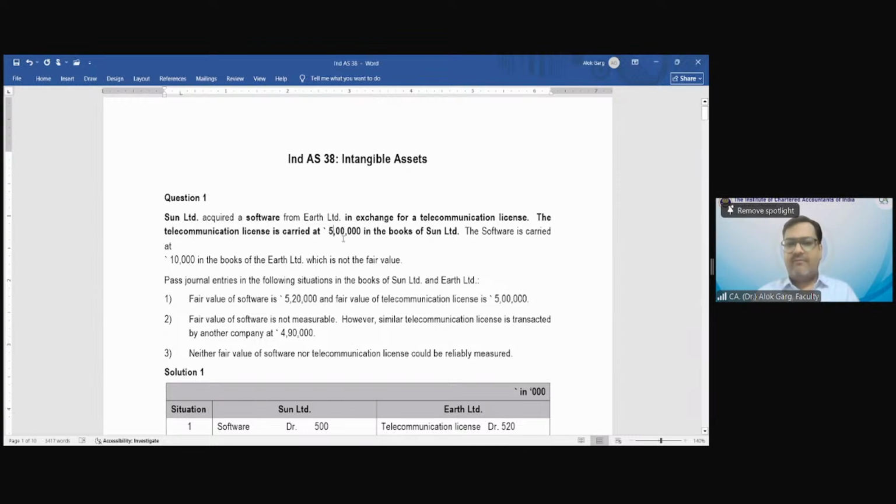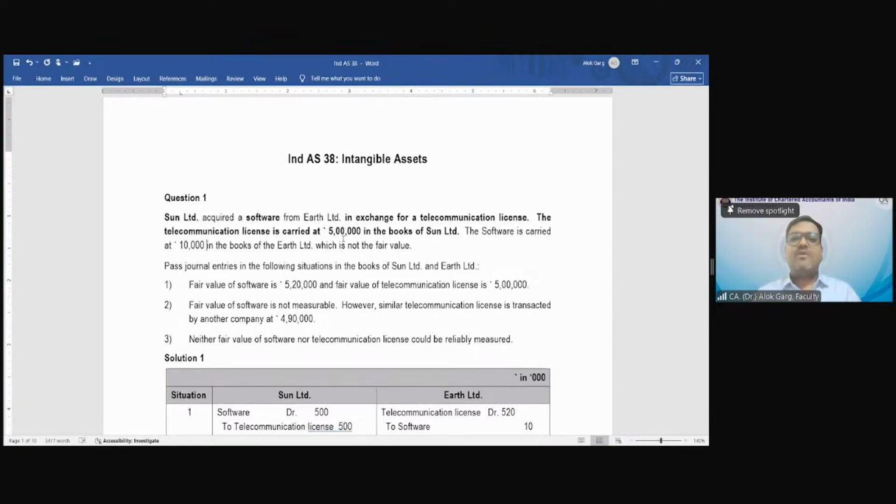5 lakh rupees is the WDV. It is the carrying value in the books of Sun Limited for this telecom license. The software is carried at 10,000 rupees in the books of Earth Limited, which is not the fair value. And what is the value of the software in the books of Earth Limited? 10,000 rupees, which is not the fair value.